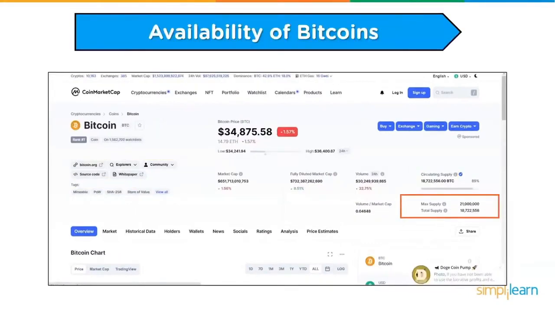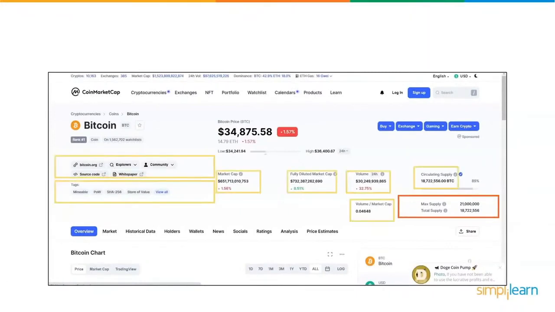Next is Bitcoin. Similar to Dogecoin, you can see the red box on the right side of the graph shows the maximum supply of Bitcoin. On the extreme left, you can see first the options that you can use according to your requirement. Like if you want to know more about Bitcoin, you can go for the first option, that is www.bitcoin.org, which will lead you to the official website of Bitcoin. Right beside the More option, you can see the market cap value of Bitcoin, which is 651,713,010,753. It is the total value of Bitcoin in circulation.